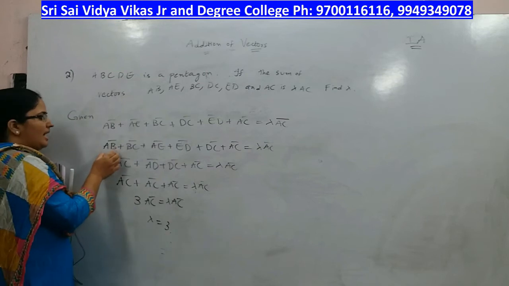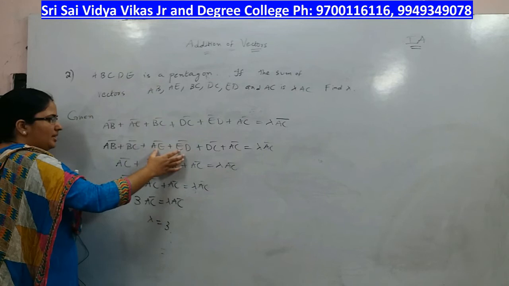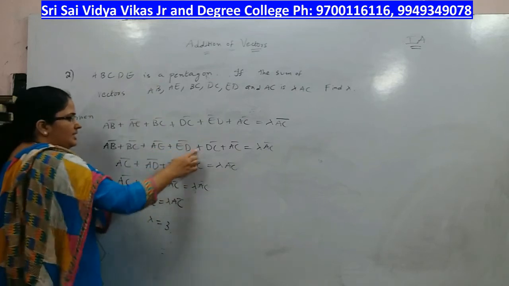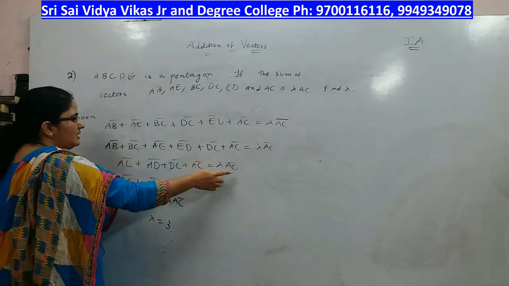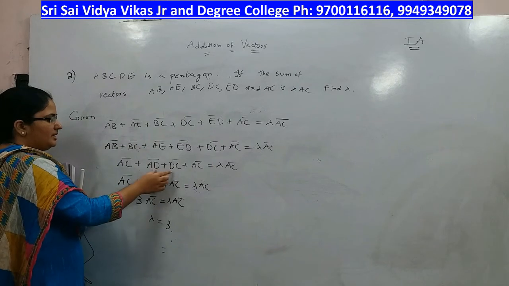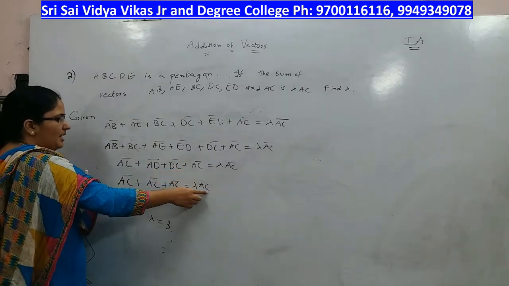Whenever you add AB plus BC, you will get AC. AE plus ED, common one you remove, you will get AD. BC as it is, AC as it is, that is equal to lambda AC. AC as it is, AD plus DC will be AC. D you remove, write AC. Plus AC is equal to lambda AC.